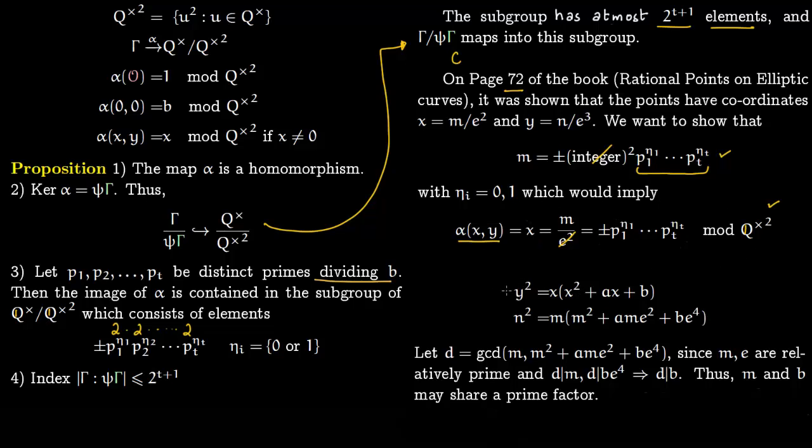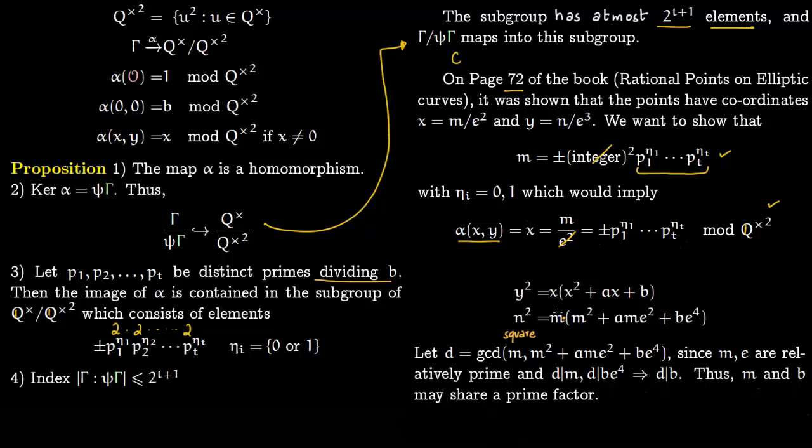So let us start with our elliptic curve, y squared equals x times (x squared plus ax plus b). Now you plug in the values: for y, you plug in n divided by e cubed, and for x, you plug in m divided by e squared, and then you clear the denominators. This is what we will get. Now the entire trick lies in focusing on the fact that this side is a square. So the left hand side is a square, and therefore the right hand side is a product of two integers. One integer is m, and the second integer is this, whose product is a square.